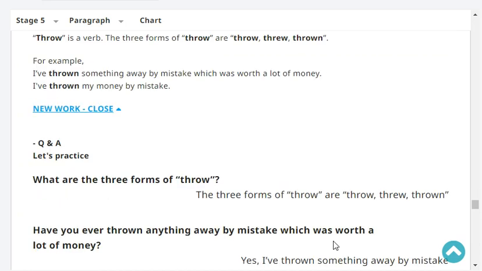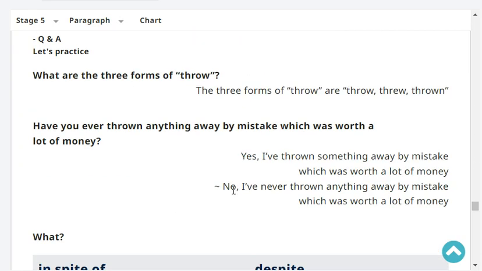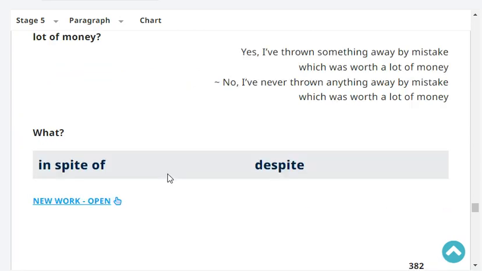So let's practice. What are the three forms of throw? The three forms of throw are throw, threw, thrown. Have you ever thrown anything away by mistake which was worth a lot of money? Yes or no? No, I've never thrown anything away by mistake which was worth a lot of money. Very good.